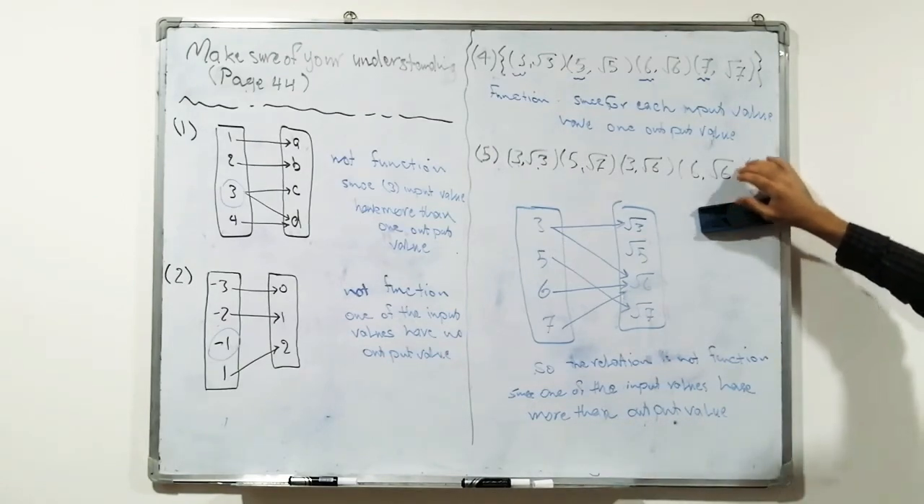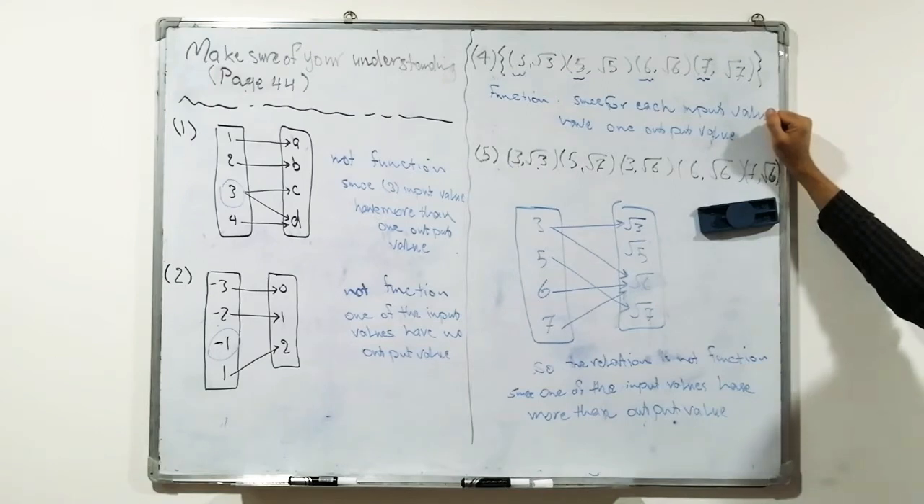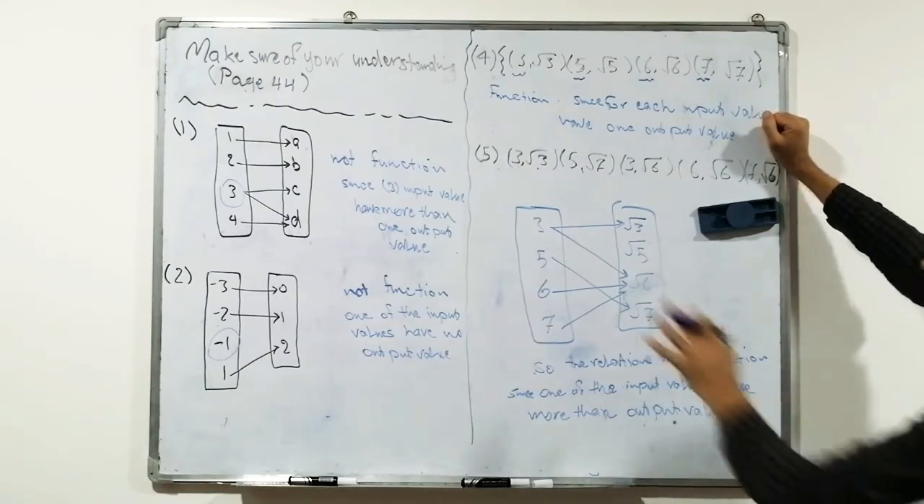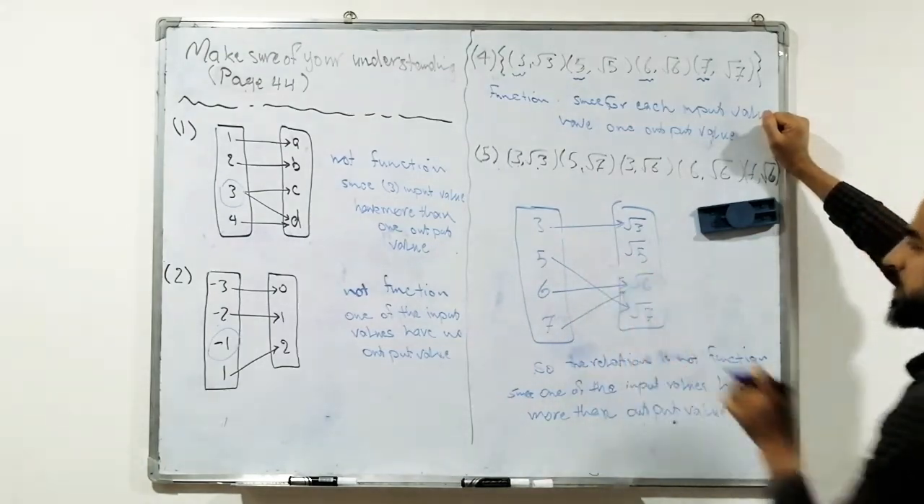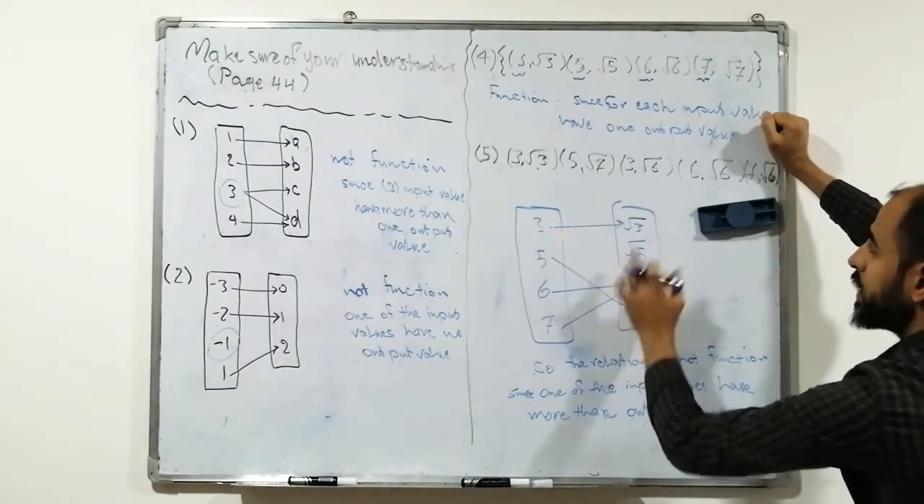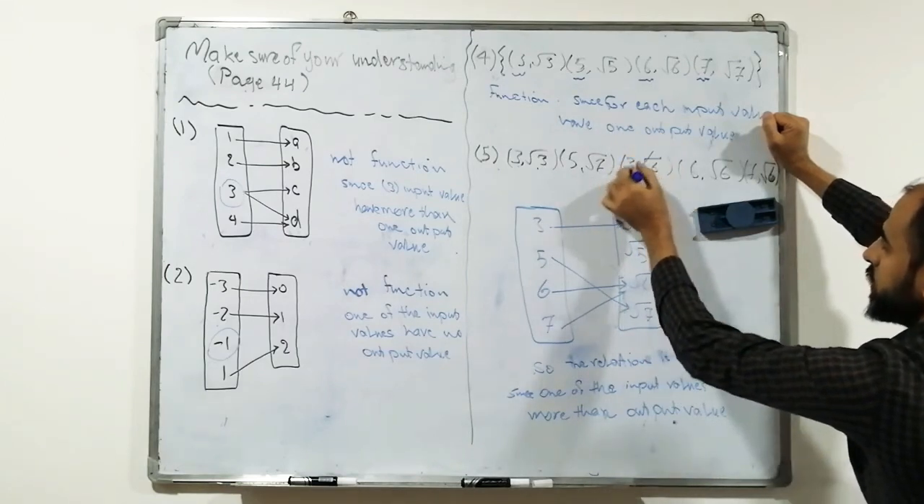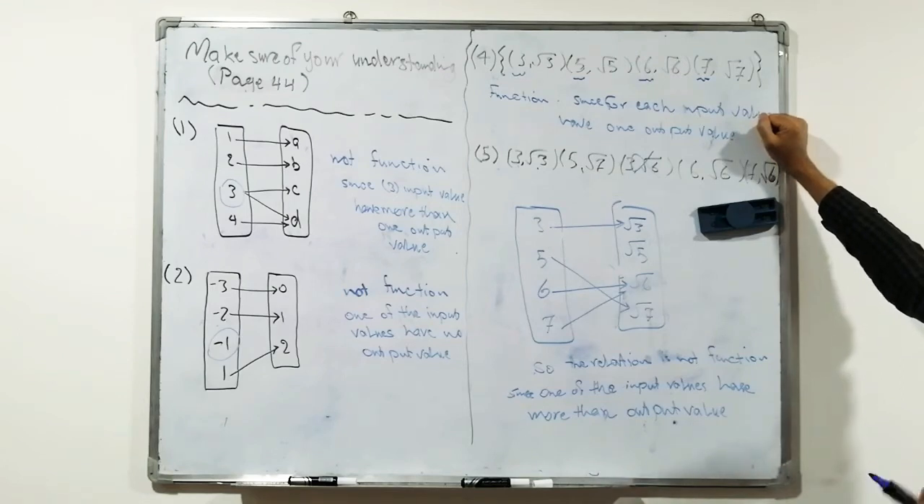In this question, how can we make the relation a function if we remove the relation between 3 and square root of 6? That means if we delete this ordered pair, we can make it a function.